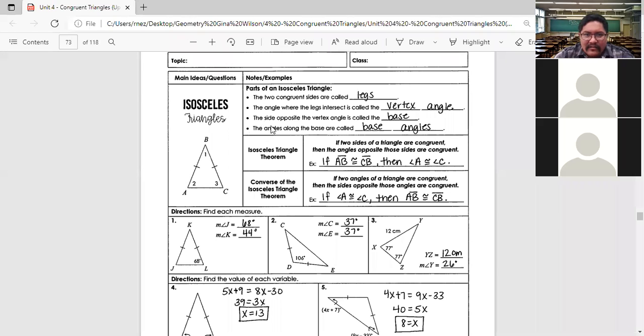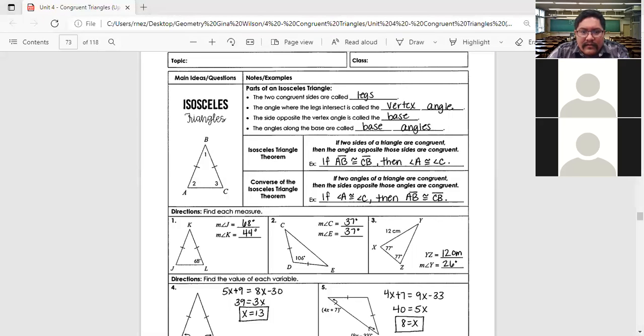Anyway, the angles along the base are called base angles. That's pretty easy, right? Just straightforward. In this case, our base angles would be A and C, or we could also call them angle 2 and angle 3. Actually, angle 1 would be the vertex angle. All right, so those are just the basic parts of the triangle.